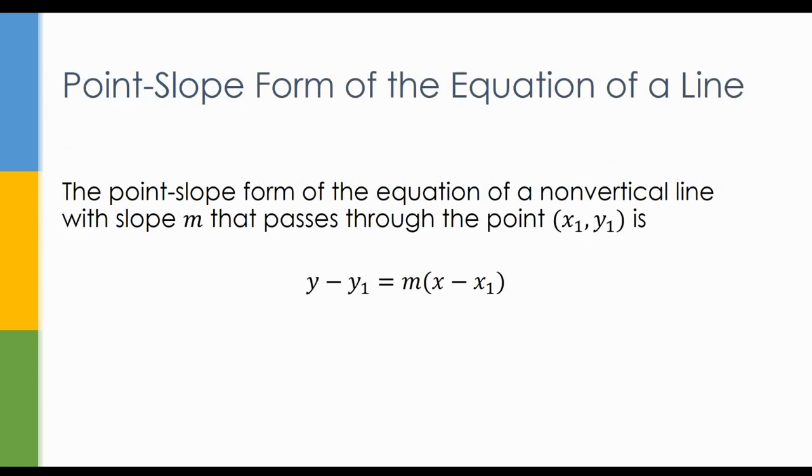All right, so let's talk about point slope form of the equation of a line. So point slope form of a non-vertical line with slope m that passes through the point x1, y1 is the following. It's y minus y1 equals m times the quantity x minus x1.